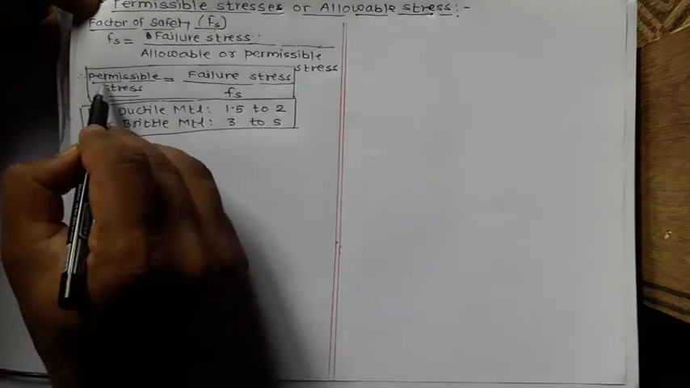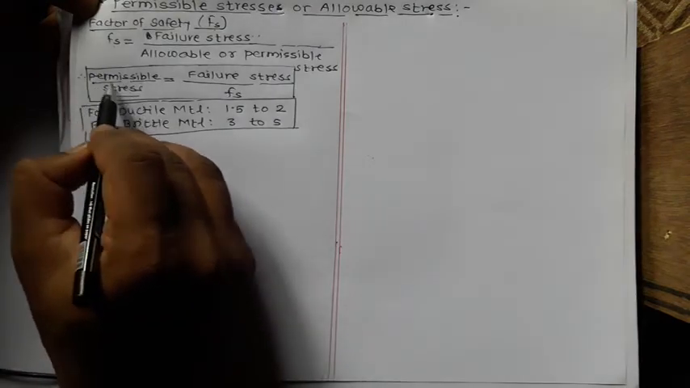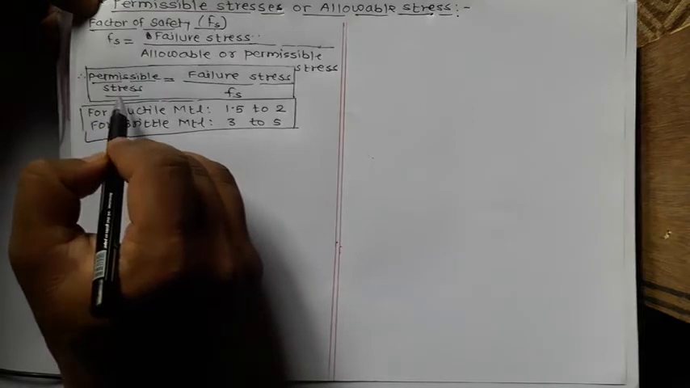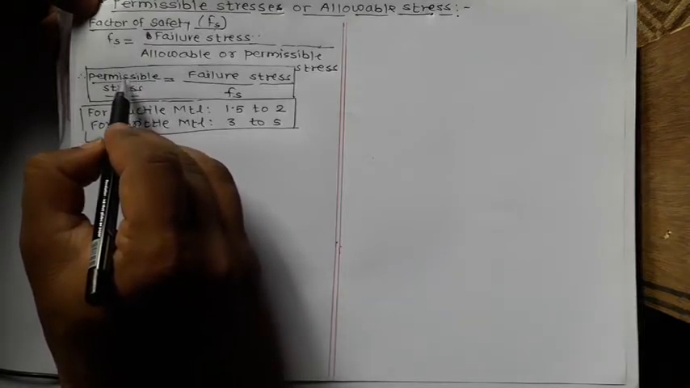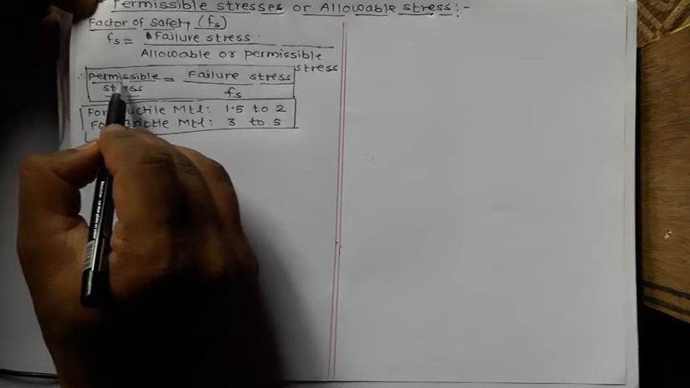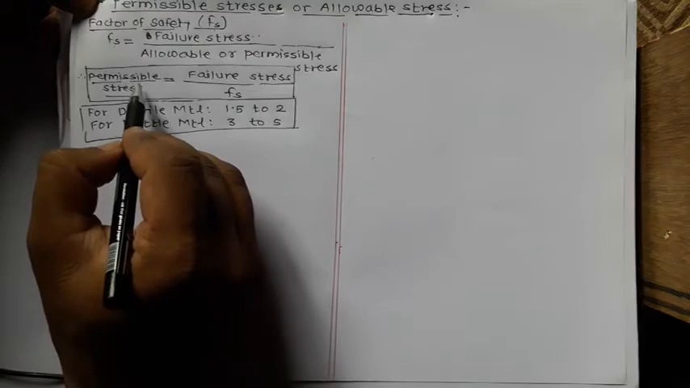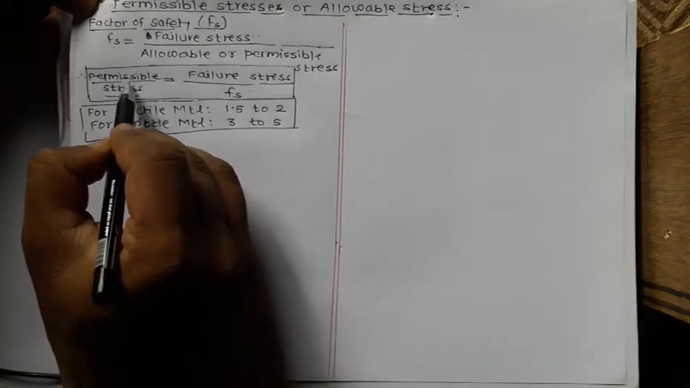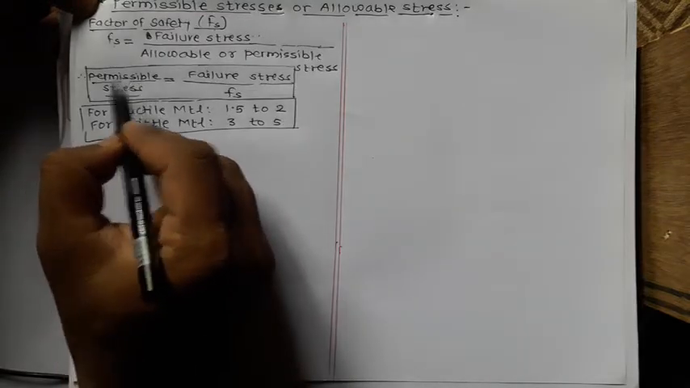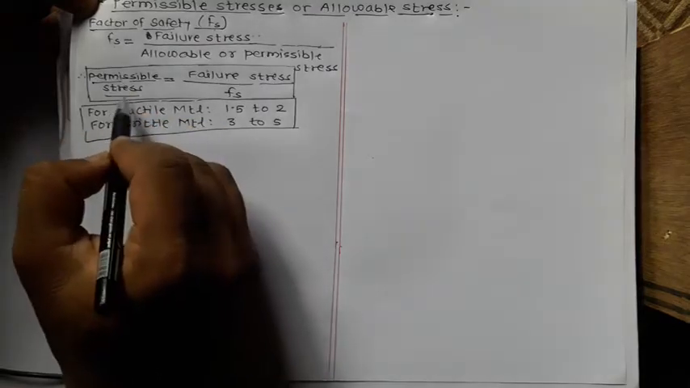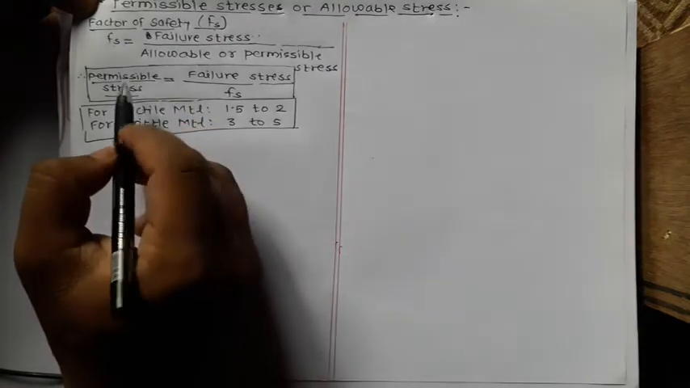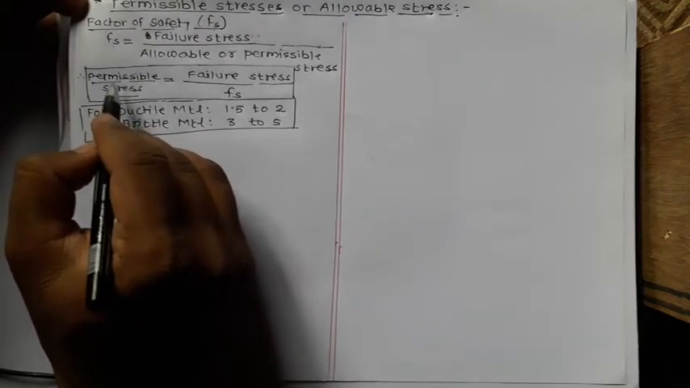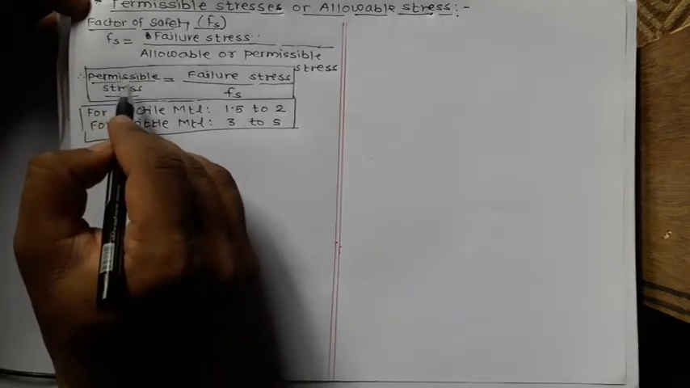Now remember the types of permissible stresses. The types depend on the loading condition. If the loading is of tensile nature, that is, if the component is subjected to tensile stress, we must consider permissible tensile stress. If the component is subjected to compressive stress, we must calculate permissible compressive stress. Likewise, we have to calculate the permissible shear stress, permissible bending stress, and permissible crushing stress. So these are the types of permissible stresses, and that depends on the loading condition.